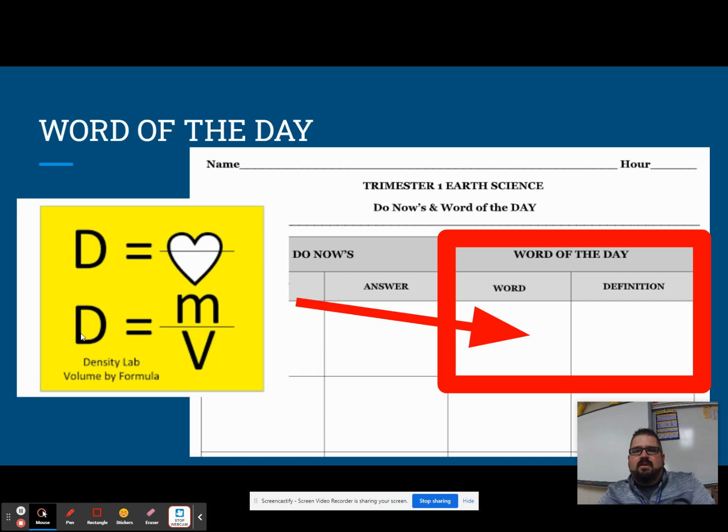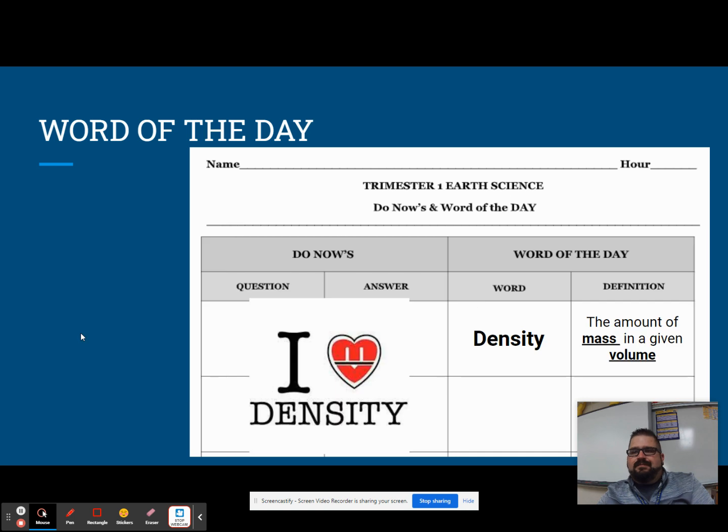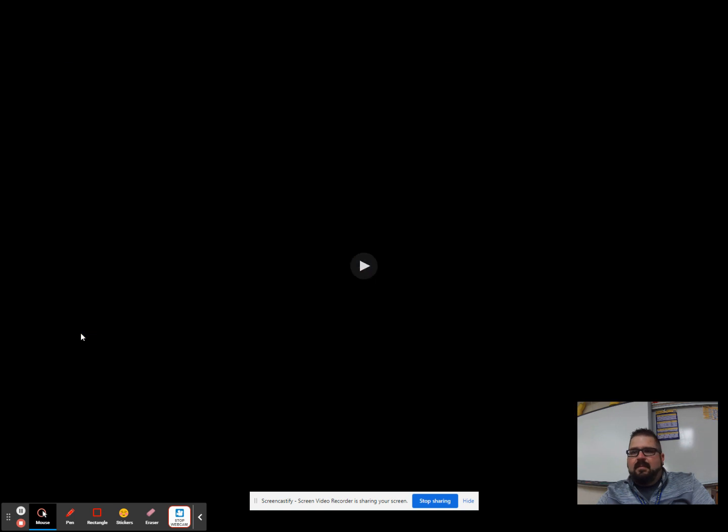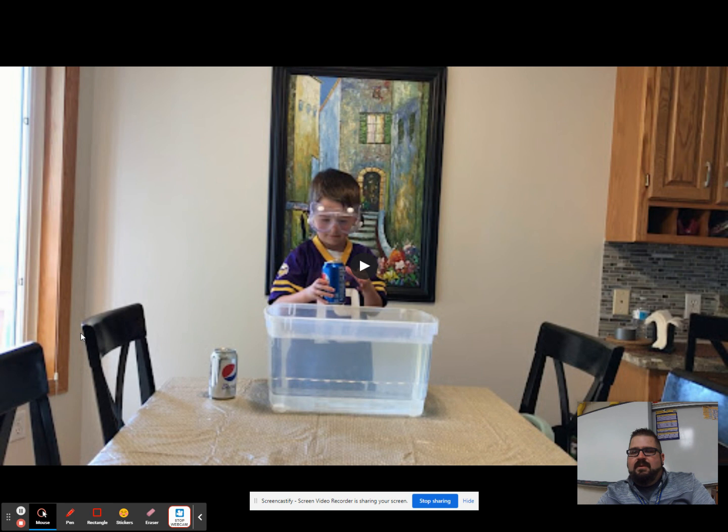So we'll write down the word of the day. The word of the day will be density, and I'll talk more about that. I heart density, how it's a nice way to remember mass over volume. So density is the amount of mass in a given amount of volume. So I heart density. And then there's a video of just doing a density experiment.